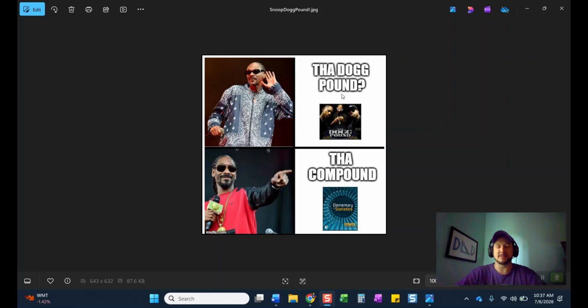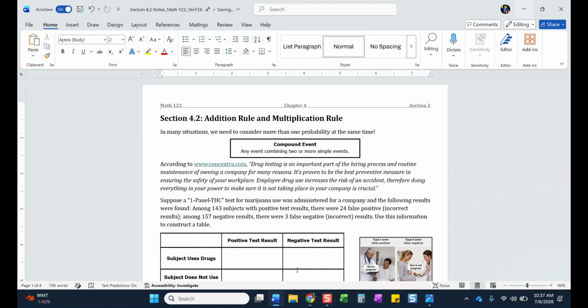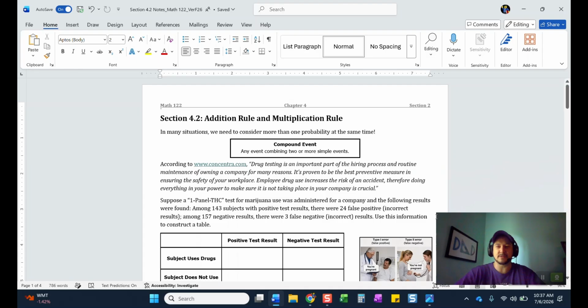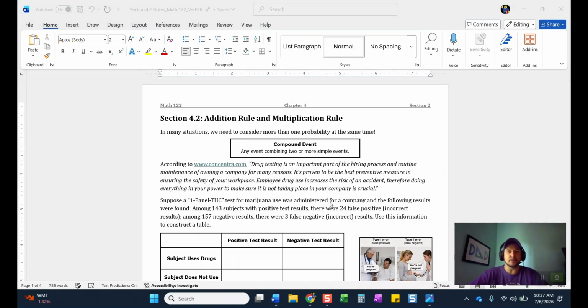If you grew up listening to old school rap like I did, we knew that Snoop was part of the Dog Pound. And so this section is about to be on compound probabilities. So I just kind of played along with some words there, the compound, and it kind of reminds me of the old school Drake meme. But yeah, let me go ahead and introduce you to what my plan is for section 4-2 on the addition rule and multiplication rule.